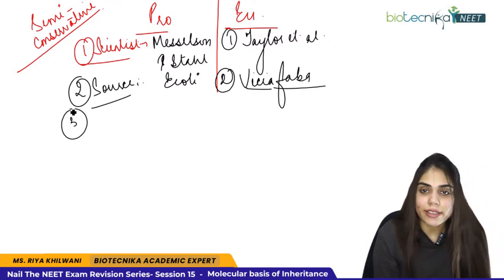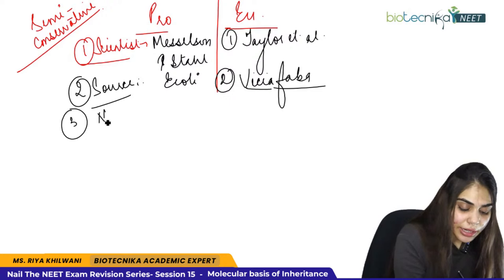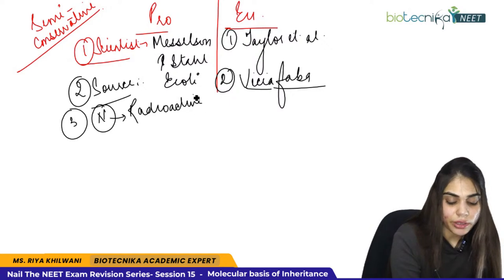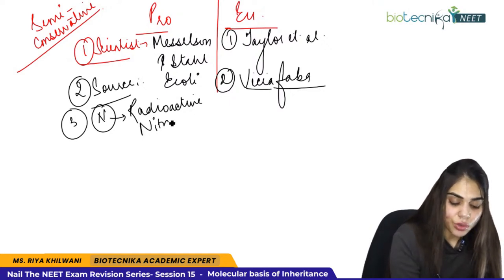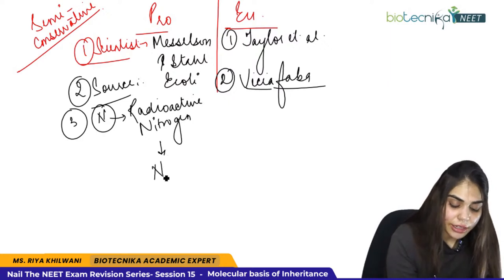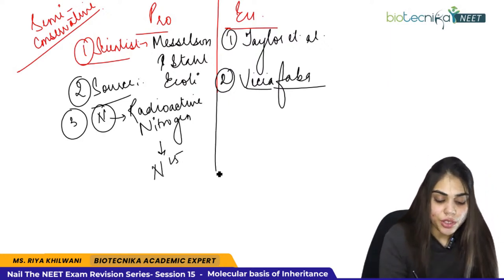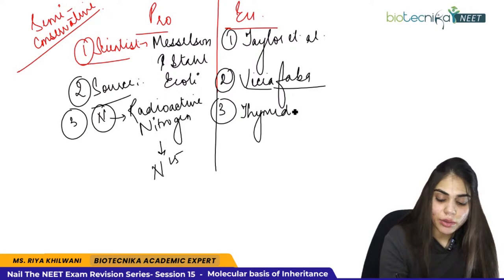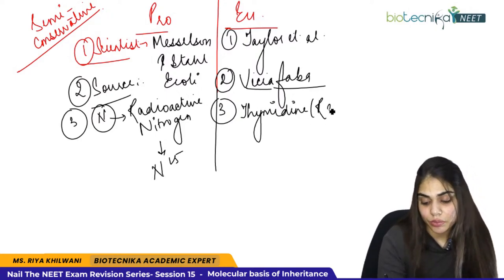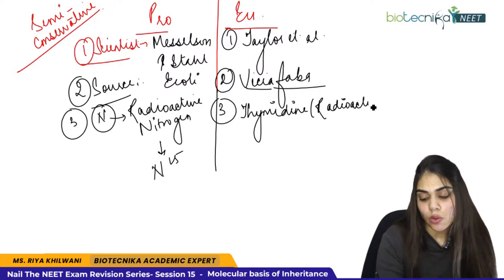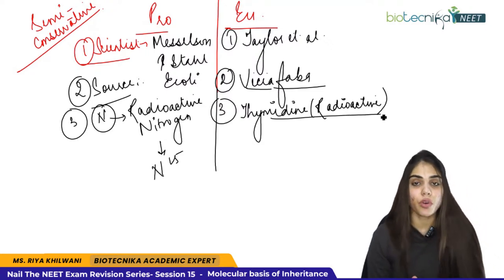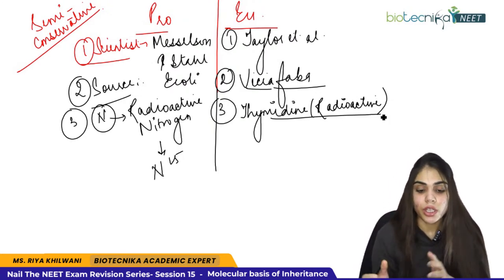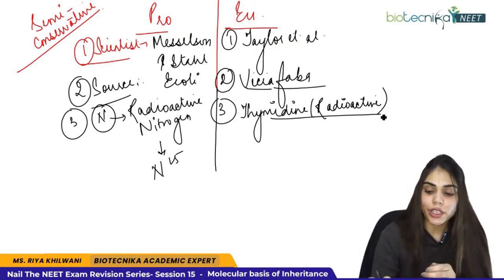How did they use this organism? They marked the nitrogen as radioactive nitrogen, the heavier isotope of nitrogen, that is N15. But here, what did they use? They used thymidine, and that too is radioactive thymidine. So these are the differences in how the semi-conservative model of replication was proved in prokaryotes and eukaryotes. You have to revise the concepts and make them easy. This way you can make it very easy.